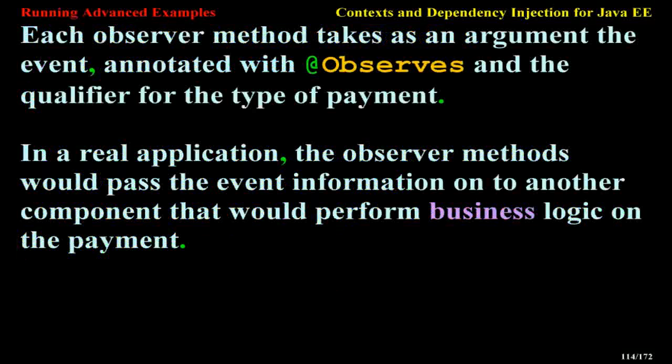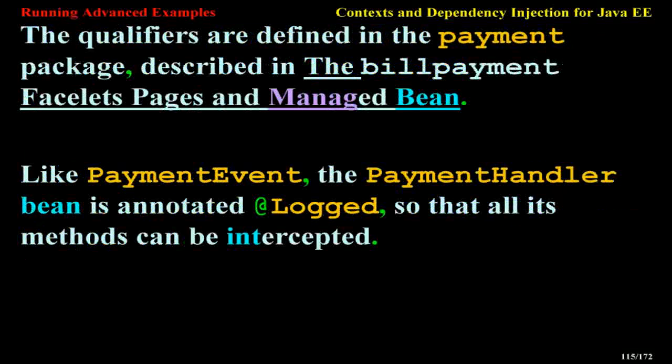In a real application, the observer methods would pass the event information on to another component that would perform business logic on the payment. The qualifiers are defined in the payment package, described in The Bill Payment Facelets Pages and Managed Bean. Like PaymentEvent, the PaymentHandler bean is annotated @Logged so that all its methods can be intercepted.